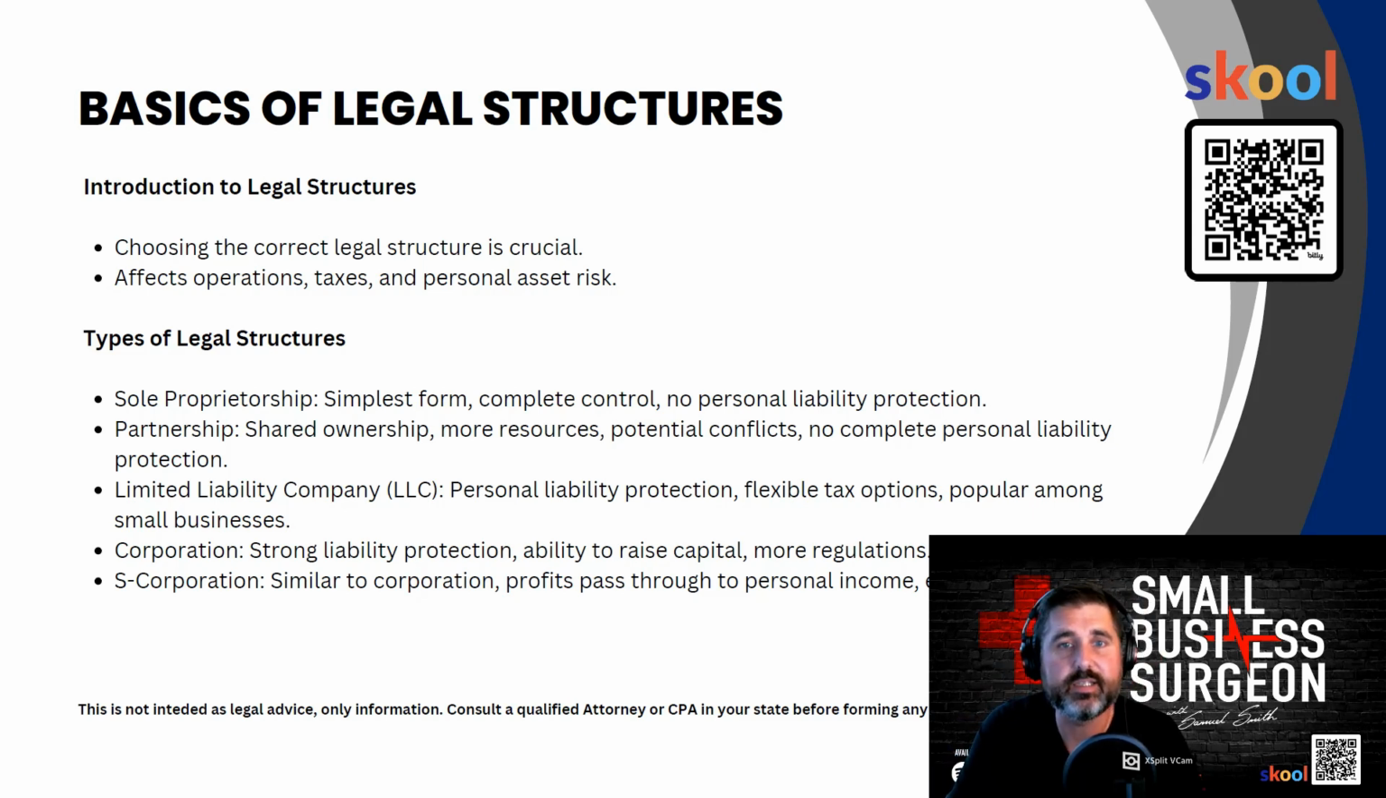Each has its own benefits. Each has its own kind of disadvantages. The first one, which is what most of you start out as, whether you realize it or not, is a sole proprietor. It is the simplest form of business entity. A lot of times it can be set up with just a DBA, depending on where you live. It gives complete control to the owner. The guy whose name is on the door makes all the decisions, but it doesn't provide any personal liability protection, which is hugely important if something goes wrong.